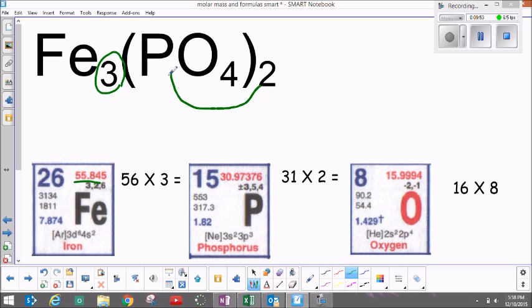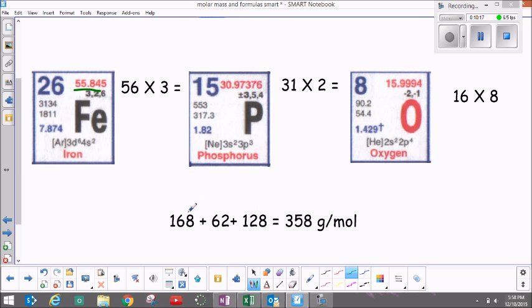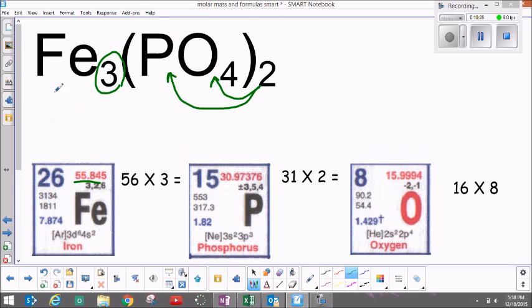This parentheses with the number on the outside is letting us know we have to do some distributing. This is saying there are 2 P's and 8 O's. So 31 is the mass of 1, and we have 2 of them. 16 is the mass of 1, and we have 8 of them. So when I tally that up, that's 168, that's 62, that's 128. So for a total of 358 grams per mole. That's the molar mass of iron(II) phosphate. That's how that substance would be read.